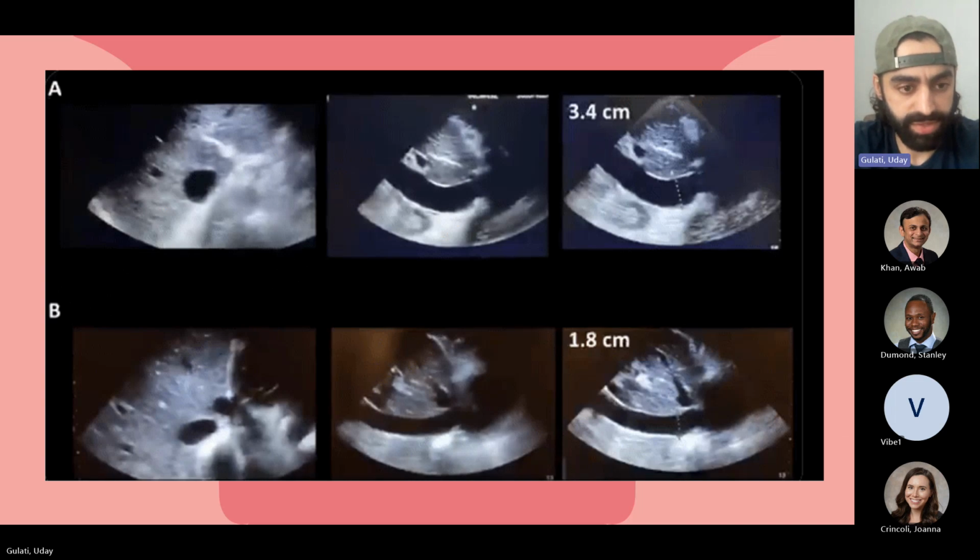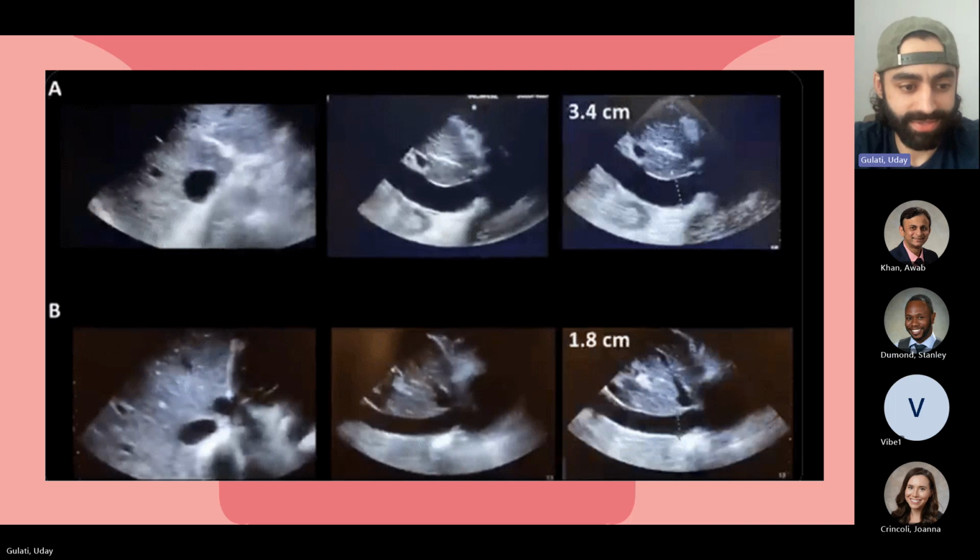Quick question for the people in the classroom. Are you guys able to see the ultrasound images moving? We can't see anything moving. Yeah, we can see it moving, or at least on mine, I can see it moving. I can't see it.